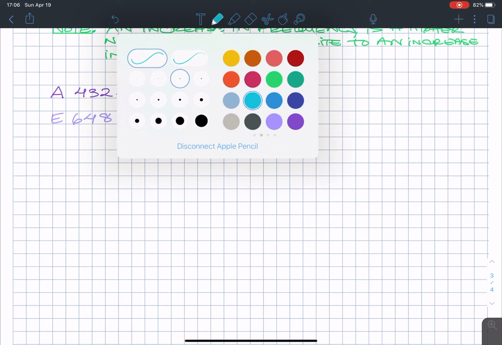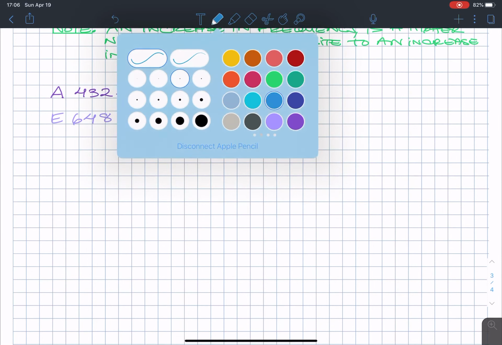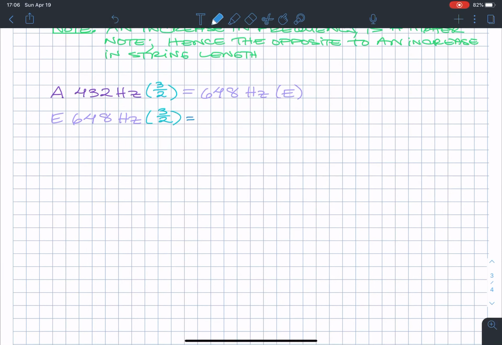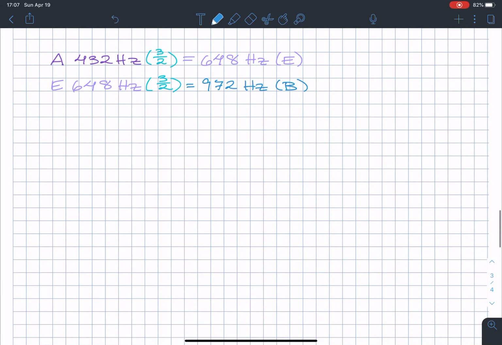Okay, so I divide that by... what color should I use? If I divide 648 by 2, I get 324. Multiplying that by 3, I get 972 hertz. And 972 is a B. So now I'm at a B, 972 hertz.